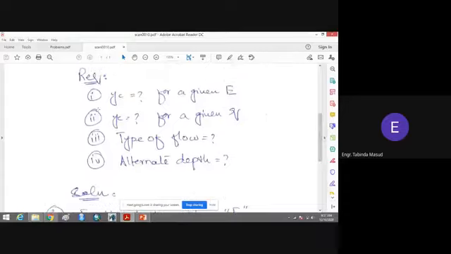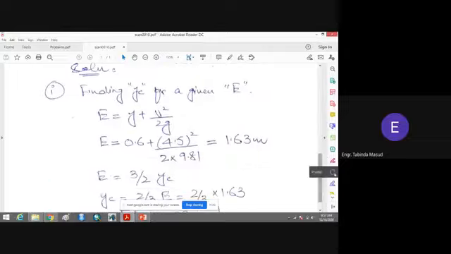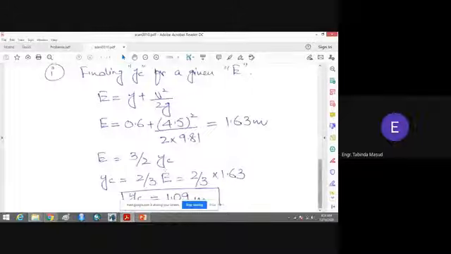First of all, we have to find the value of yc for a given specific energy head. So first of all, I will find the specific energy head. Specific energy head is equal to y plus square of v divided by 2g. Putting the values, we will get this value, 1.63 meters. Now we have to find the value of yc. We know that energy is equal to 3 by 2 into yc. So from here we have got this value of yc, 1.09 meter. So for this specific energy, we have this critical depth of the flow.